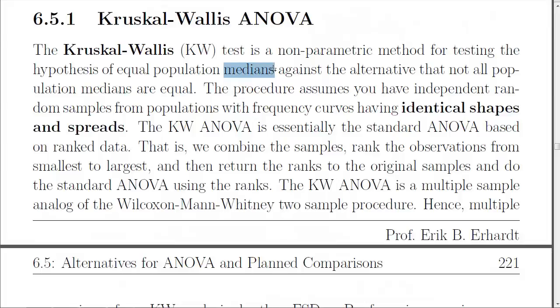And here we still have model assumptions, but instead of normality, we only need that we have identical shapes and spreads. So this is a similar model assumption as the two-sample Wilcoxon Mann-Whitney test, but in this case we have more than two samples. And the basic idea is that we're going to combine all the samples, rank all of them together, and then return the joint ranks to the individual samples and ask whether those distributions of ranks are similar between all of the samples.